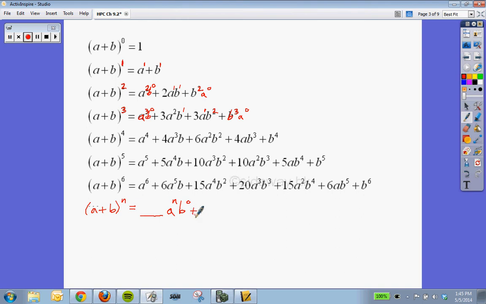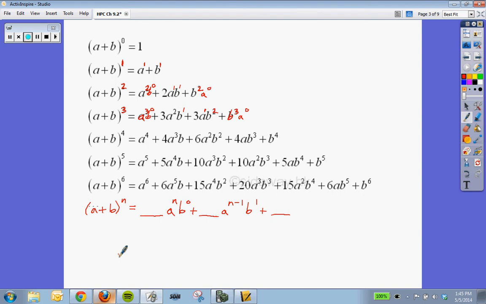The next term, we're not going to worry so much about that coefficient right now. We're going to think about the a's and the b's. So we have a to the, we're going to go 1 less than n, so a to the n minus 1 power, and then the b we're going to go up from 0 to 1 here. So let's think about the next term. So we have a coefficient we're not worried about right now.